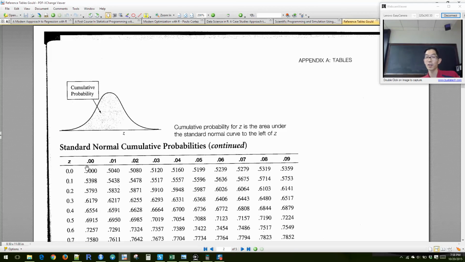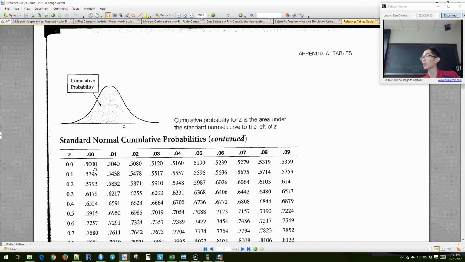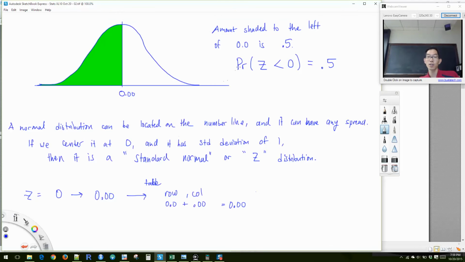And when I look up those two numbers, I get 0.5000. Does everyone see this in the table? What that means is that the area shaded to the left of 0.00 is 0.5, or the area shaded to the left of 0 is 0.5. Is that okay?